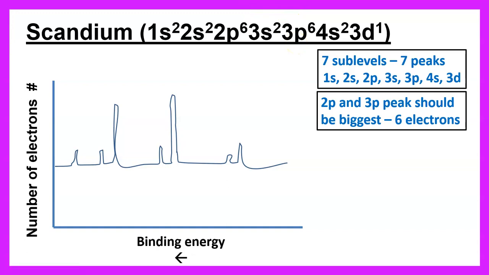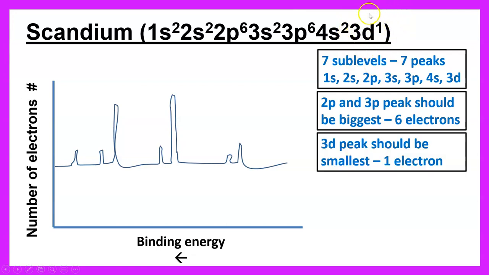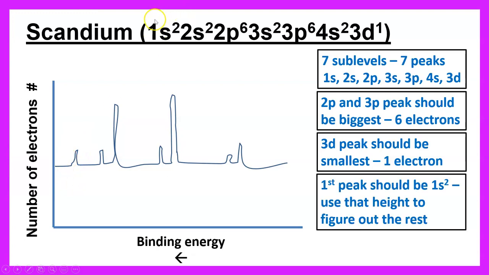And the smallest peak on here should be the 3d, because if you look, there's only one little tiny electron here. And what should my first peak be? My very first peak should be my 1s orbital. You can use the height of your 1s to figure out the relative heights of all the others.